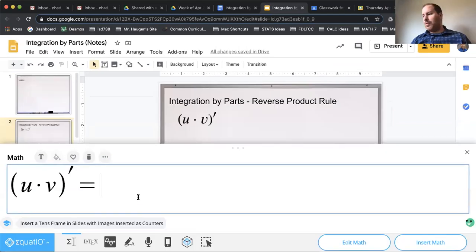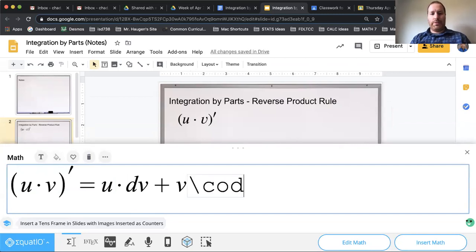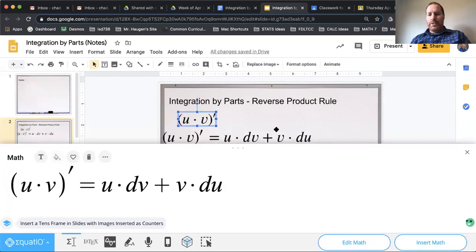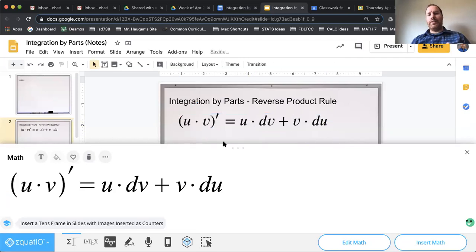All right, so what we would have on here is U times dv, right? We'd take the derivative of one of them, and then we would kind of do the reverse. So v times du, right? They each get their turn. And what that sort of means is that if we do that here, we could inverse it. We could do the integral of all of this stuff.